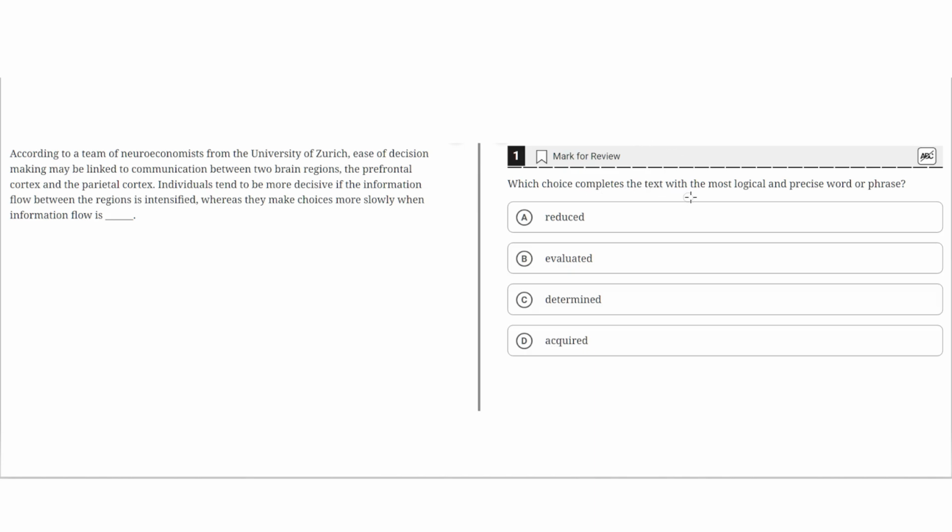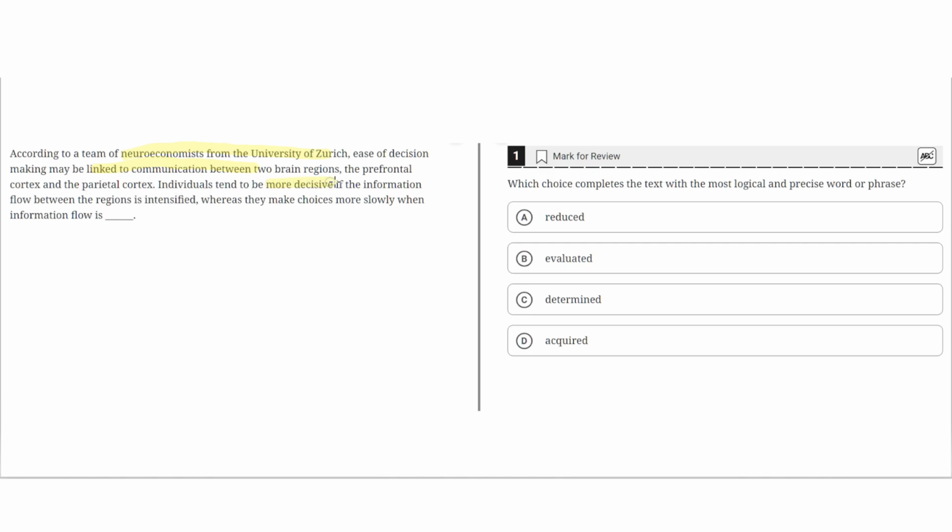Which choice completes the text with the most logical and precise word or phrase? According to a team of neuroeconomists from the University of Zurich, ease of decision making may be linked to communication between two brain regions, the prefrontal cortex and the parietal cortex.